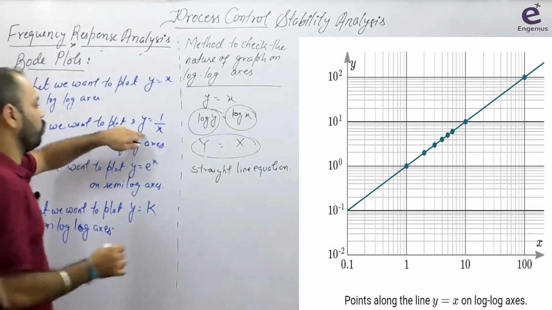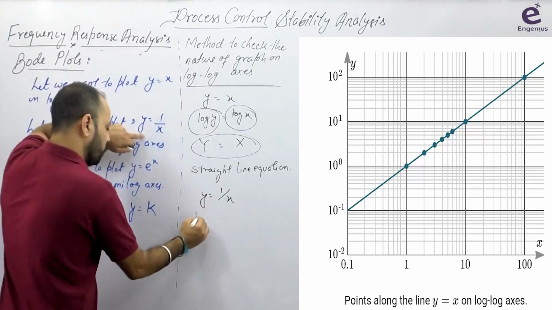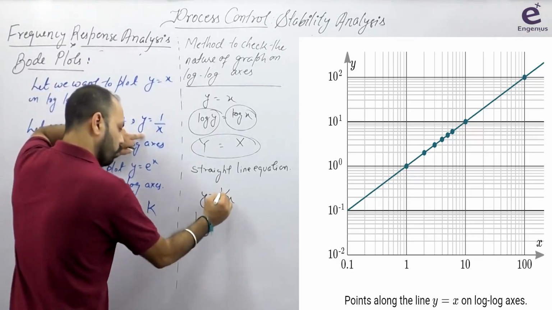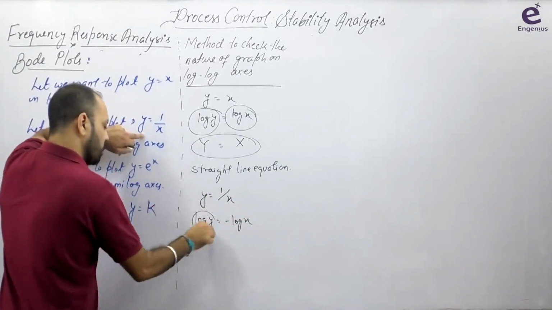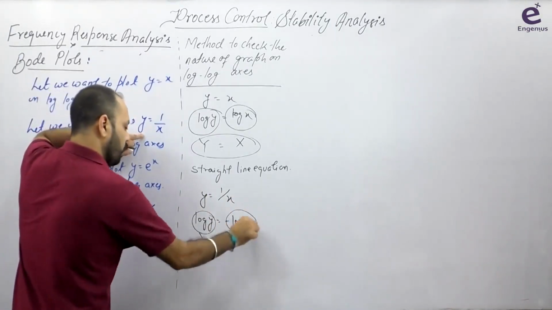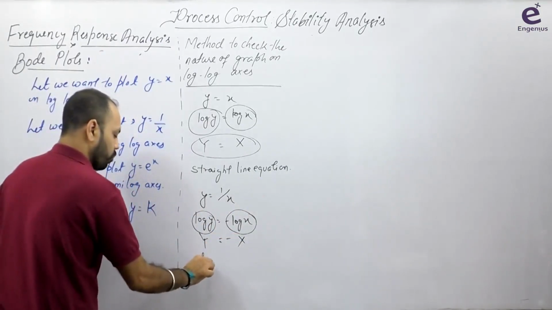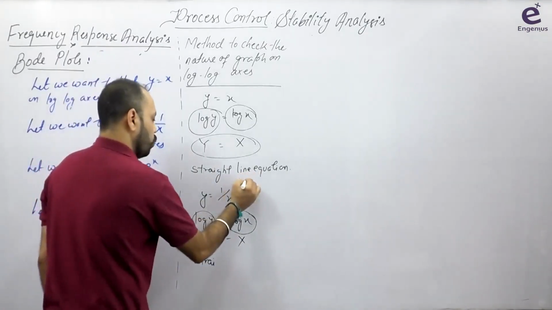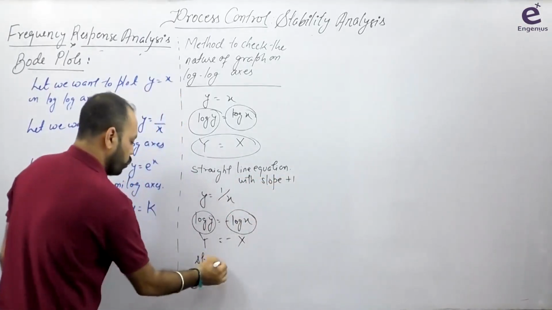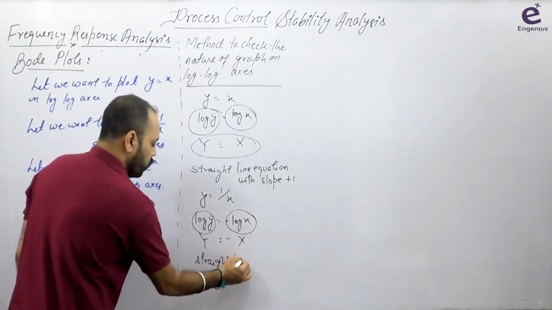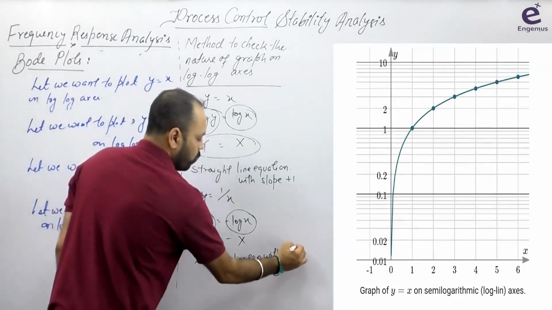Let's take this one. y is equal to 1 by x. You want to check how it is going to look on the log graph. Take log on both sides. Log y is equal to log 1, which is 0, minus log x. So that is minus log x. Consider this as some variable y and this as some variable x. So y is equal to minus x. It is a straight line equation with slope minus 1.